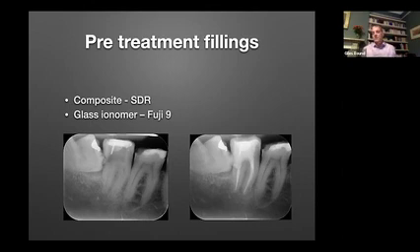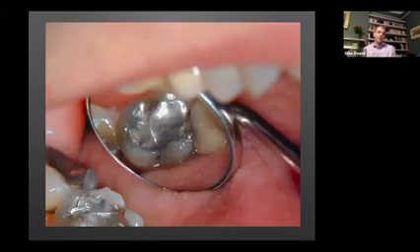What I basically do is I remove all the old restorations, broken bits, and then when I've done that, I put a matrix band around it. I fill it with glass ionomer. I put a little pledget if there's an exposed canal underneath there, and then just build it up, and then just re-access through it.